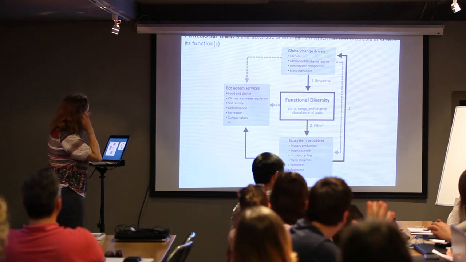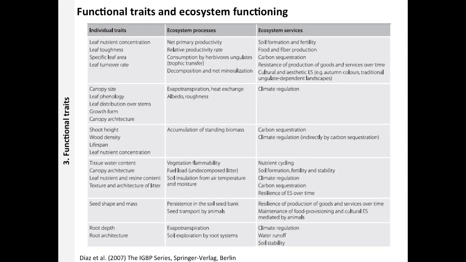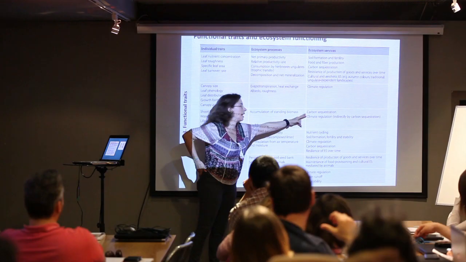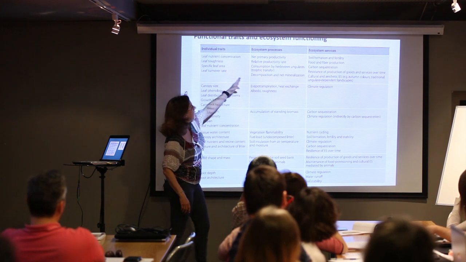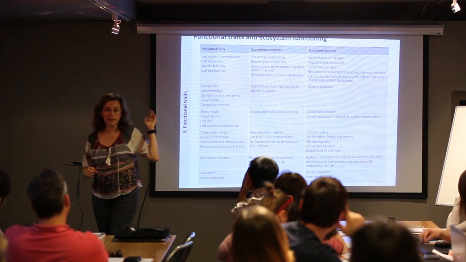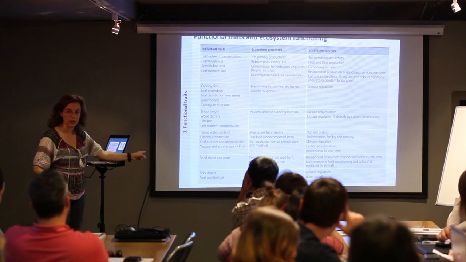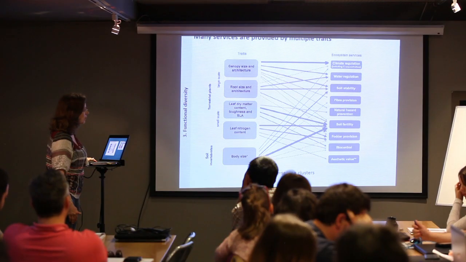So what we have been doing, and I already explained this so I don't need to do it again, is looking for functional diversity for ecosystem processes and ecosystem services, okay? It's just an example of functional traits, ecosystem processes and ecosystem services. For example, shoot age or wood density or lifespan is associated with accumulation of standing biomass, which is associated with carbon sequestration and climate regulation, or leaf nutrient concentration with net primary productivity, soil formation, fertility, food and fiber production. So those are some of the services you might associate with some individual plant traits. And some plant traits, of course, interfere with several other services in a different way.